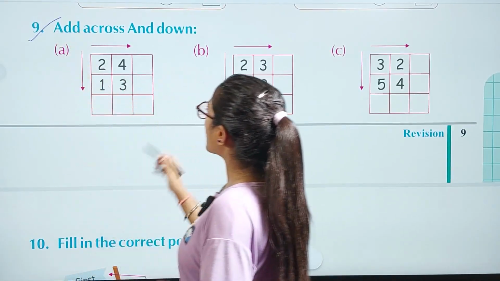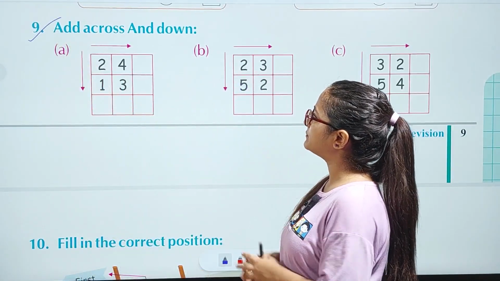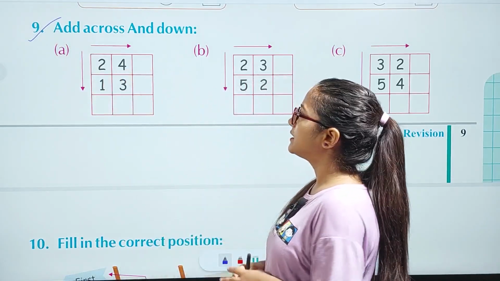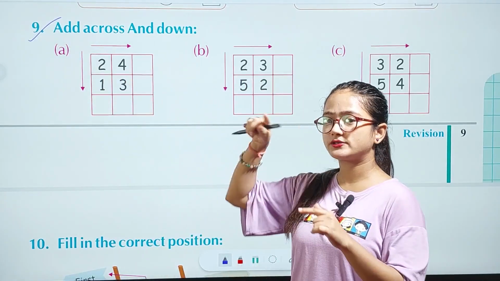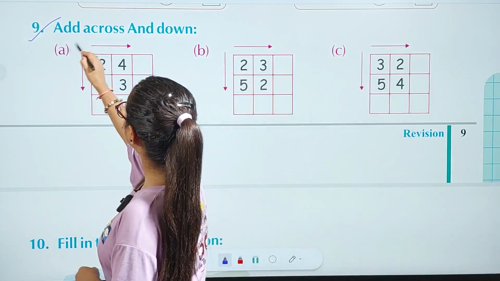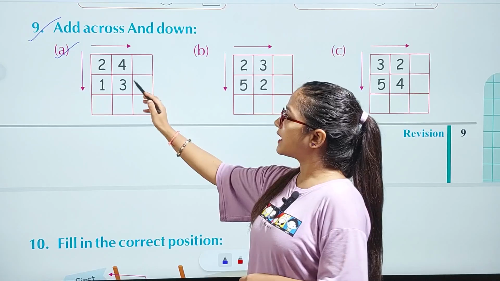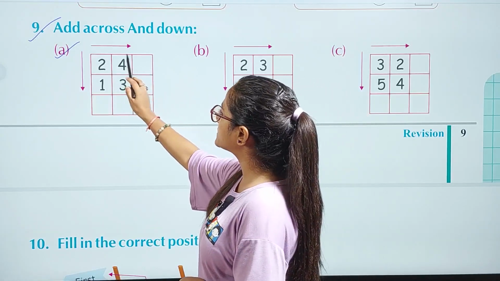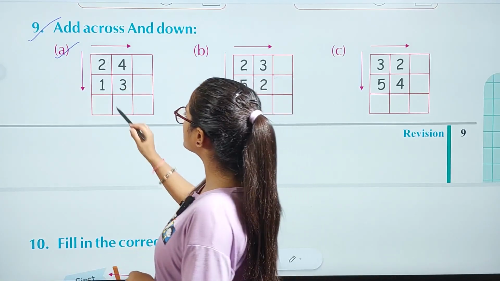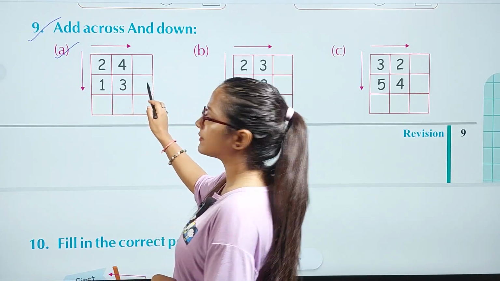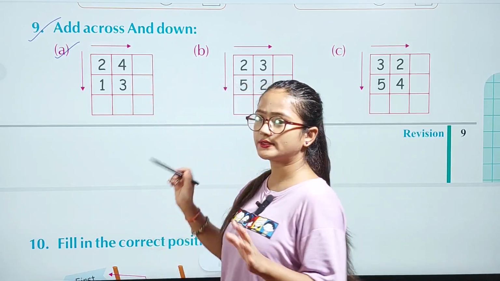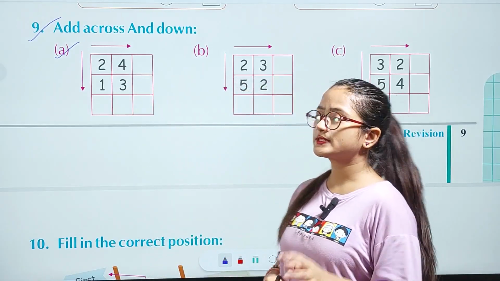Next question is add across and add down. So you have to add horizontally and also vertically. The first one is given 2, 4, and you have to first add 2 plus 4, then write down the answer over here, and the same goes for 1 and 3: 1 plus 3, then write down the answer here. In the vertical form also you have to do it like this. So the first one is given 2 plus 4.